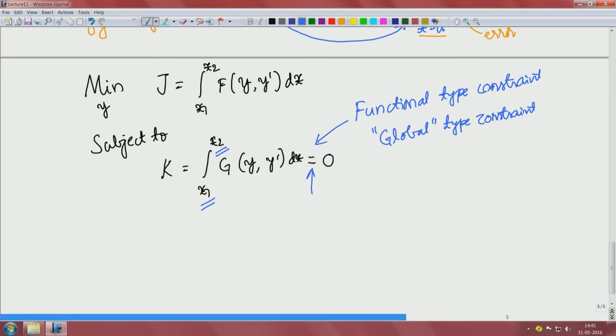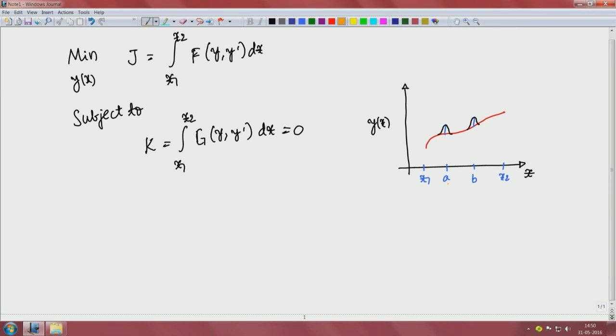So, what we will do now is not have one perturbation, but we will have two perturbations. So, if I have, let us say our function y of x here, okay, let us say the function is something like this at x1 and x2, we choose 2 points. Let us say there is an A and there is a B, 2 points. Okay, now we have 2 points A and B.